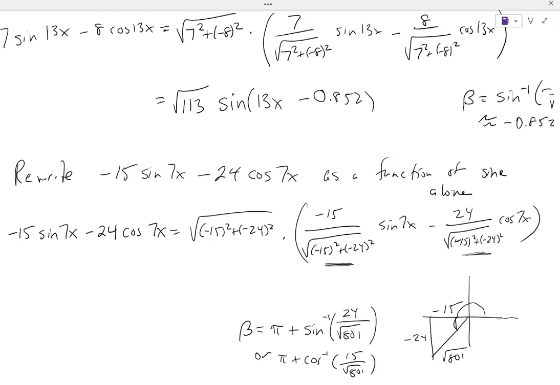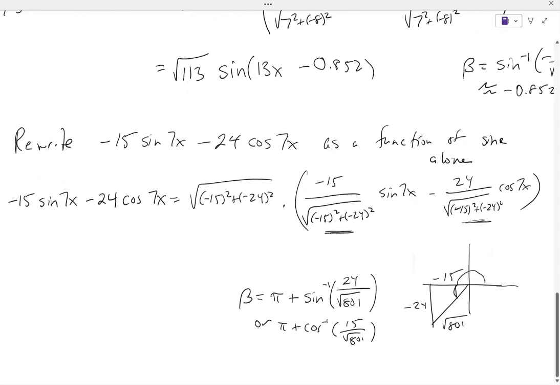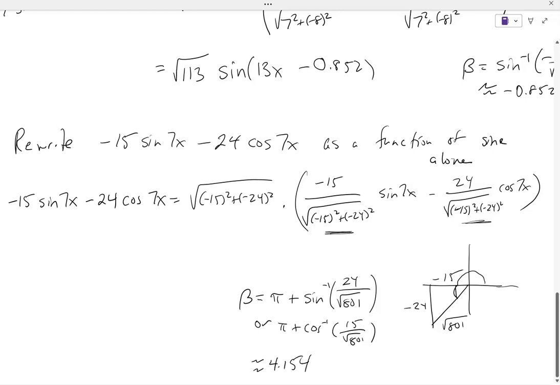What value did you get for those? 4.154. Okay. So then how do we write our final function then? It'd be square root of 801 times sine of what? 7x plus 4.154. Yep. And I'm writing equal. I guess I should mean approximately equal because the 4.154 is not the exact value, but forgive the abuse of notation.